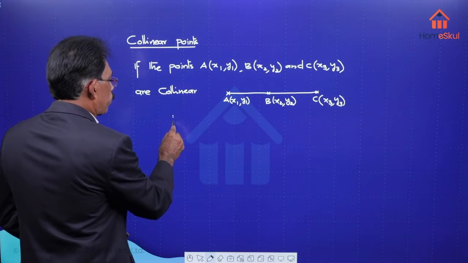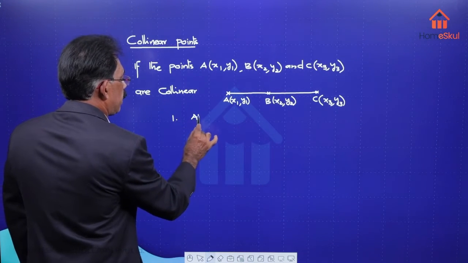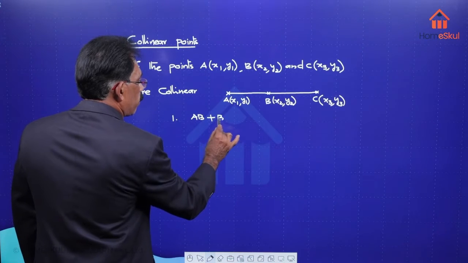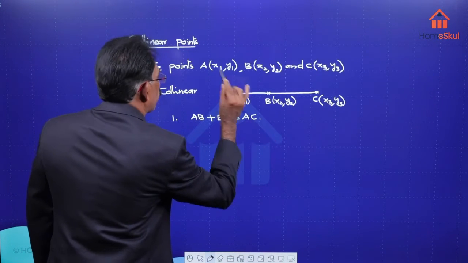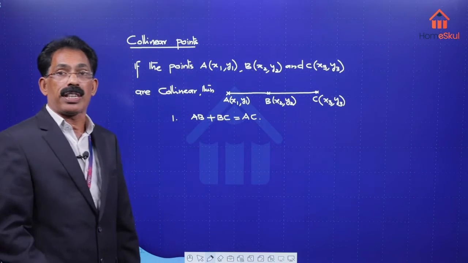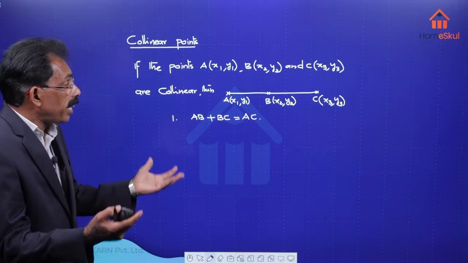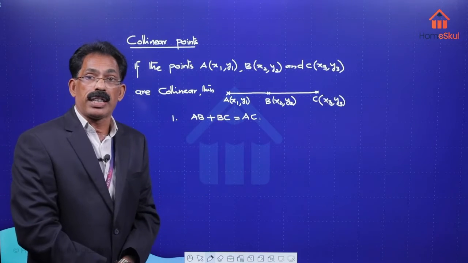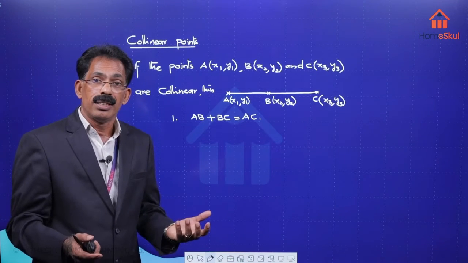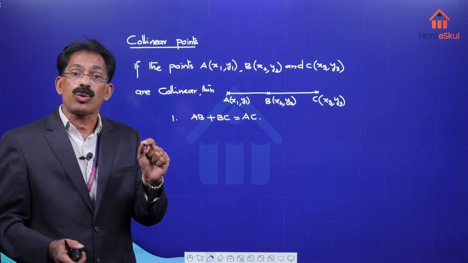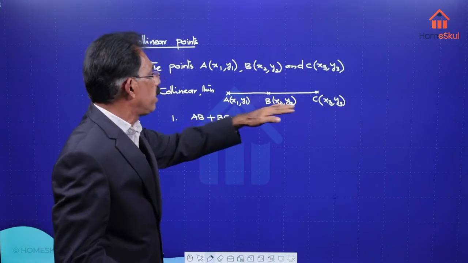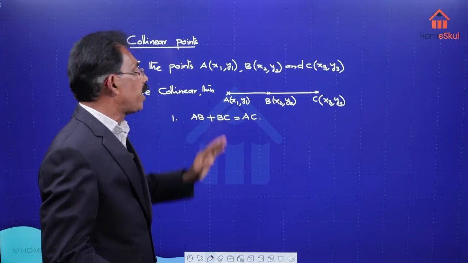The first method: AB indicates the distance between A and B. AB plus BC equal to AC, we can say, is the collinear condition. If the points make a triangle, the sum of two sides should be greater than the third side. If the points are collinear, AB and BC and AC lie on the same line, so we can say AB plus BC is equal to AC. That is one method.